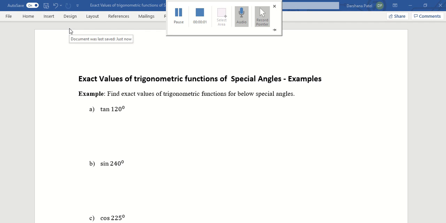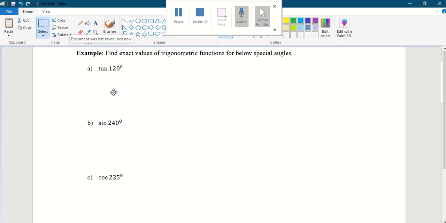Exact values of trigonometric functions of special angles. Examples. Find exact values of trigonometric functions for the special angles below. So let's see tan 120 degrees. If you try to punch in tan 120 degrees in a calculator, you will get a decimal answer, which is not acceptable because it says find exact values.